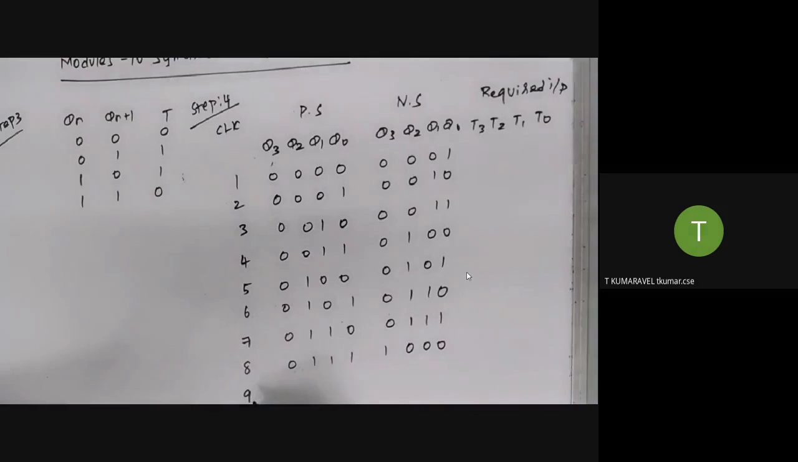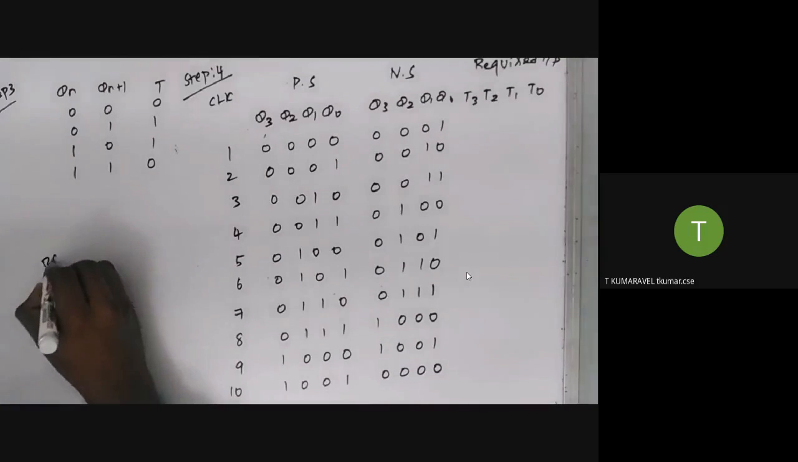What about the ninth clock cycle? The ninth clock cycle, what happened in the sense 1, 0, 0, 0. Okay, 1, 0, 0, 1. Okay, whenever the 10th clock cycle happens, it will reach the same state. Okay. So why is it called a BCD counter?